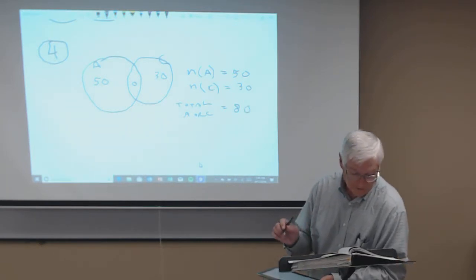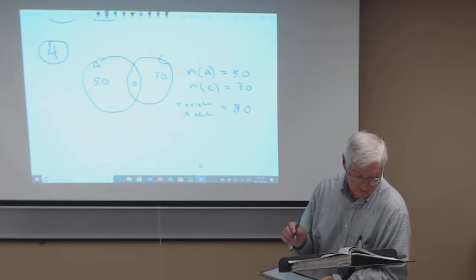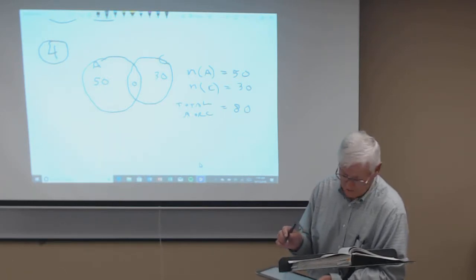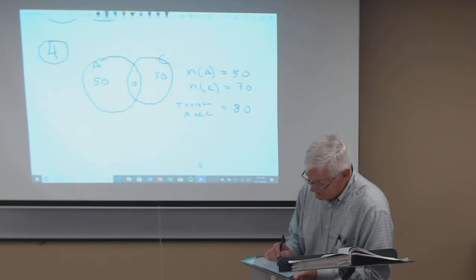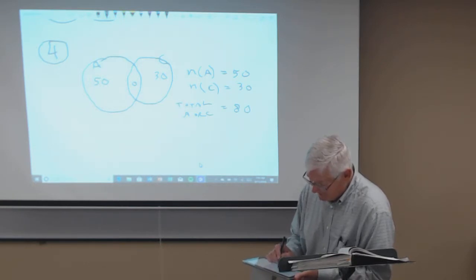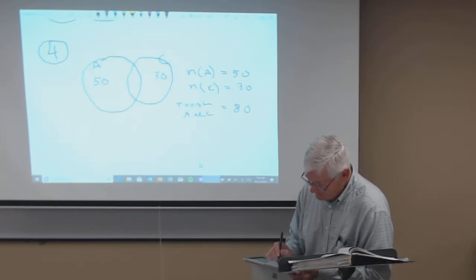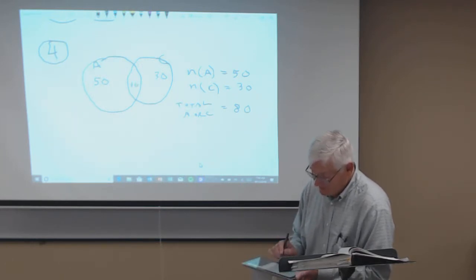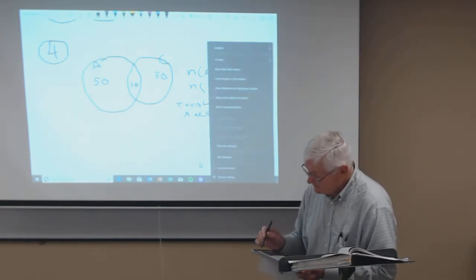Now look at 4D. What if the number of students taking algebra and or chemistry is known that 10 students are taking both? So instead of 0 in here, now I have 10 in here. I have 10 students taking both. Now, how many students?